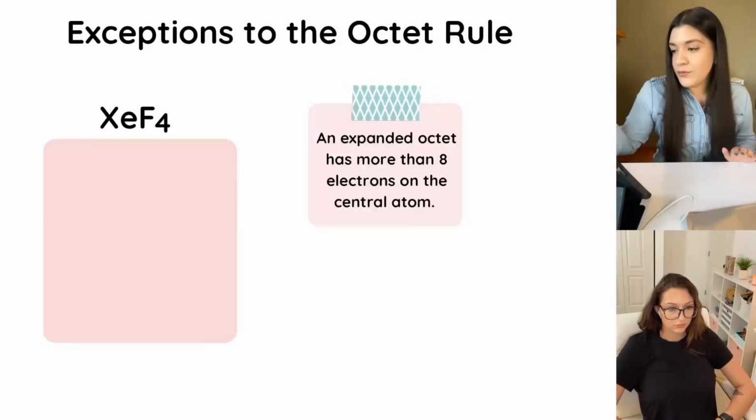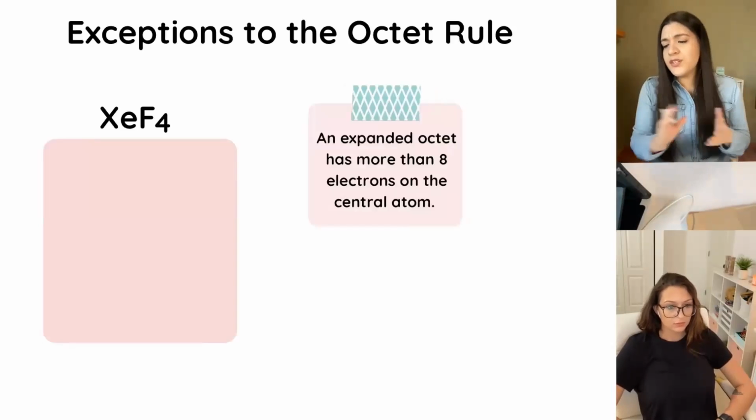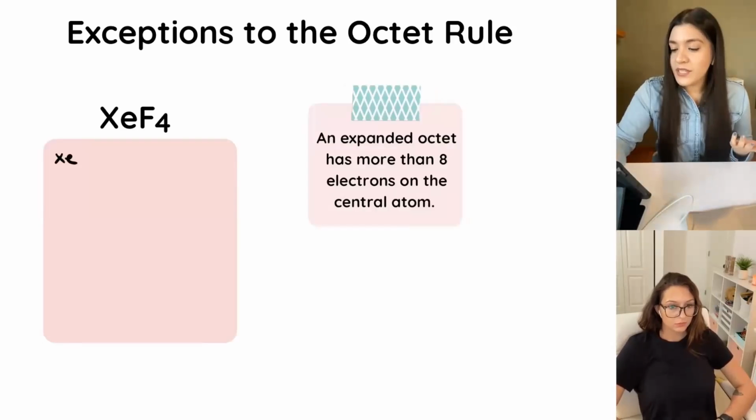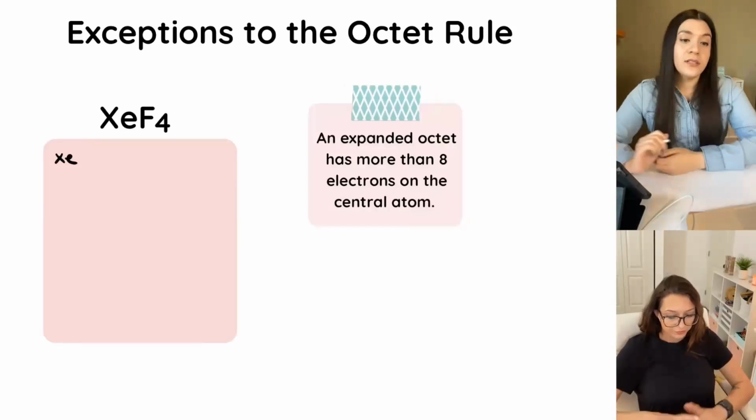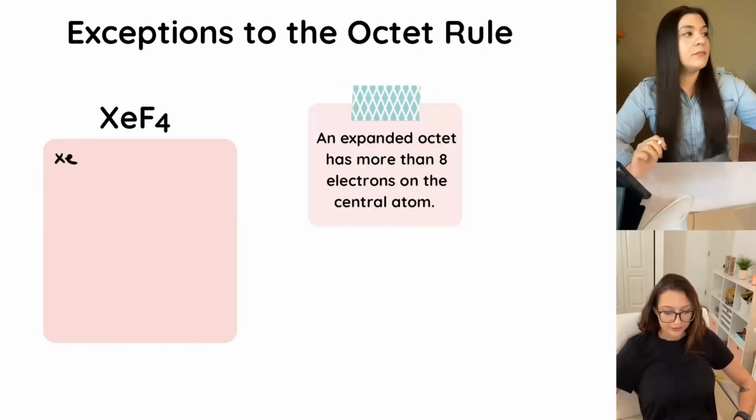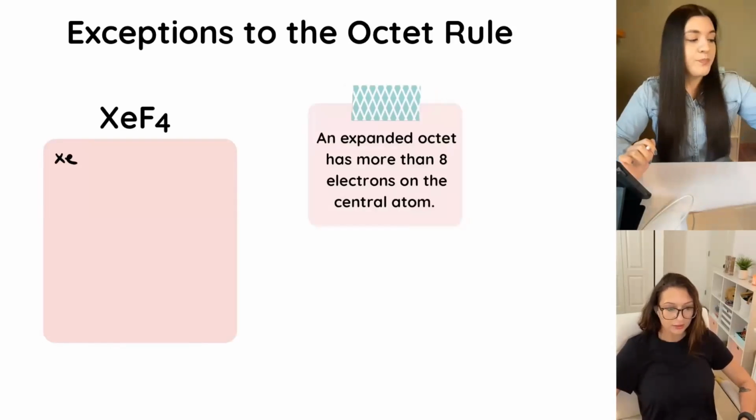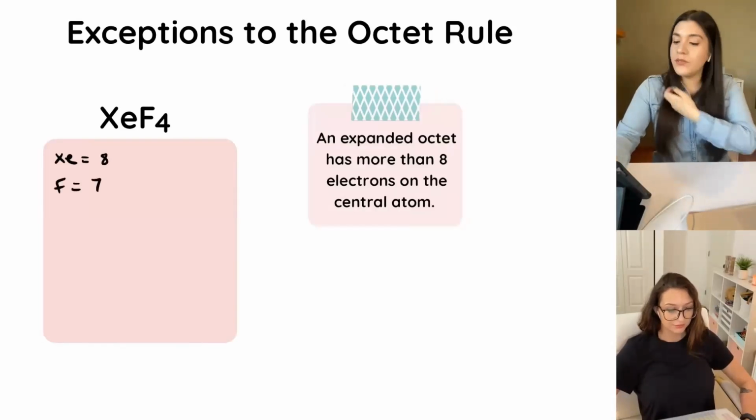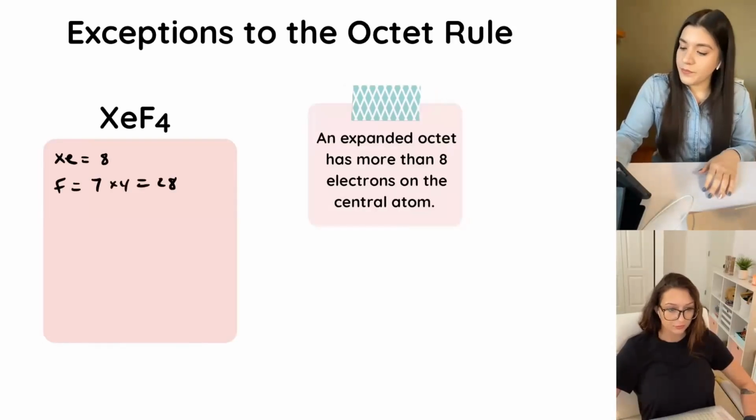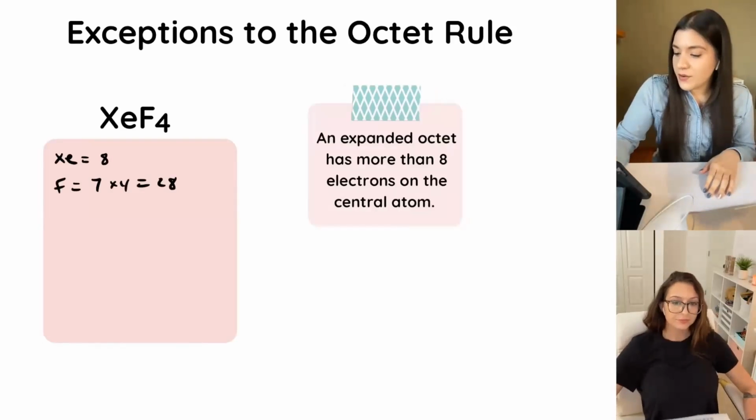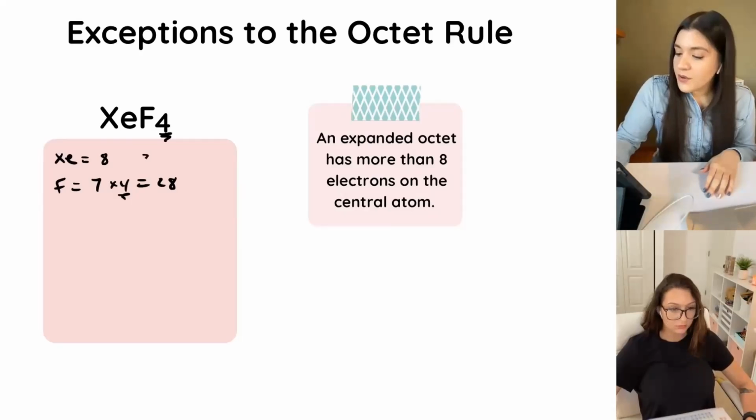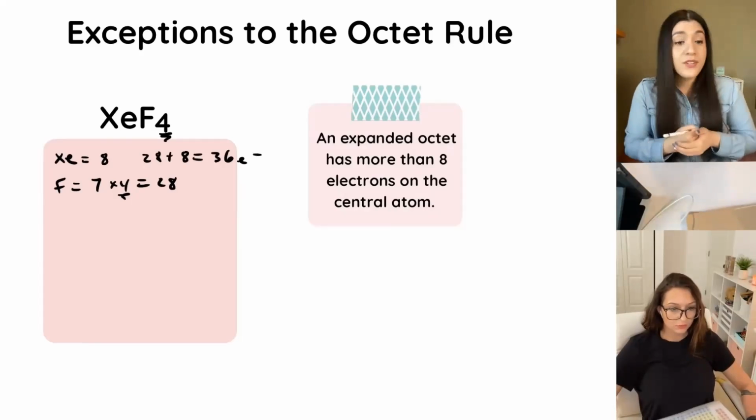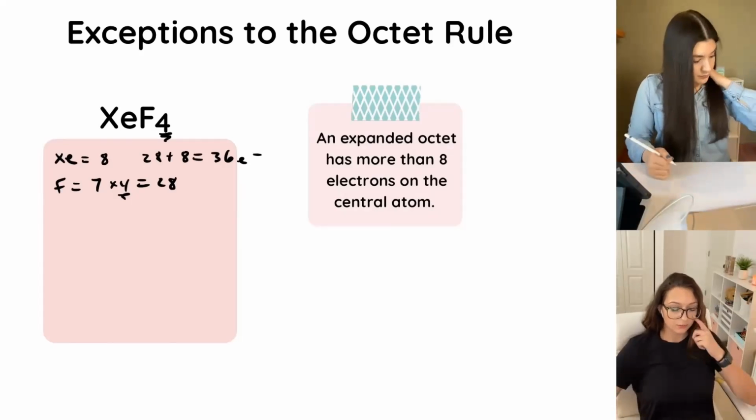So here's an example for an expanded octet. So let's just look at how many valence electrons we have again. So for xenon, how many valence electrons does that have? It has 8. Good. What about fluorine? 7. Perfect. Good, and then we'd add these together. So 28 plus 8, that would give us 36 electrons. Okay, what's our central atom? Xenon. Good.